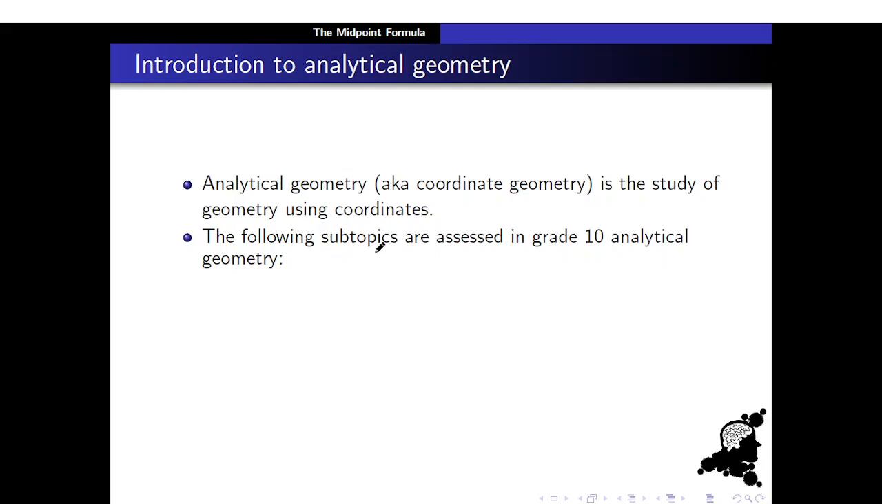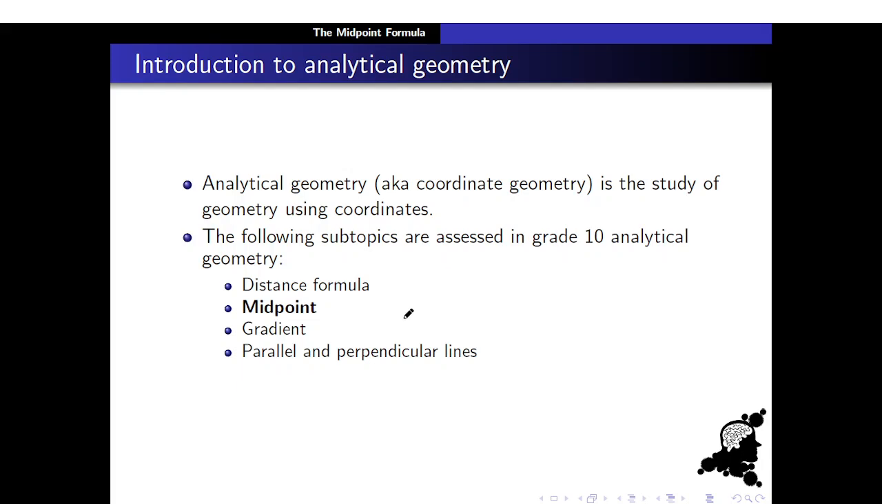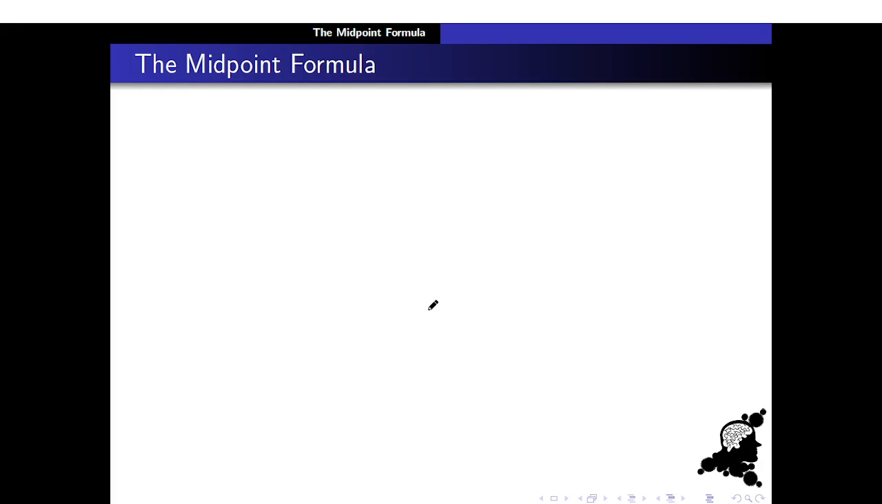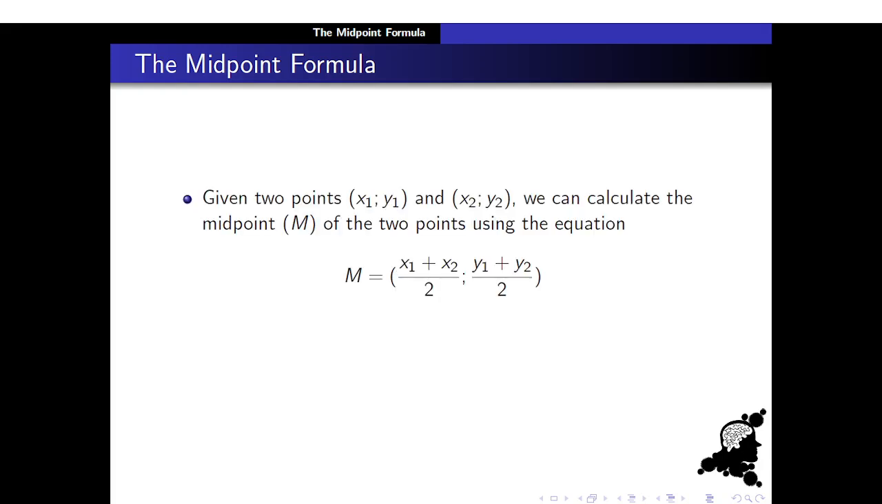Now, the following subtopics are the ones that we look at in analytical geometry from grade 10. We're looking at the distance formula, which we did in the previous video. In this video, we'll be having a look at how to find the midpoint, what exactly the midpoint is. Then there's the gradient. We've got parallel and perpendicular lines, and the equation of a straight line. So, let's talk about the midpoint.